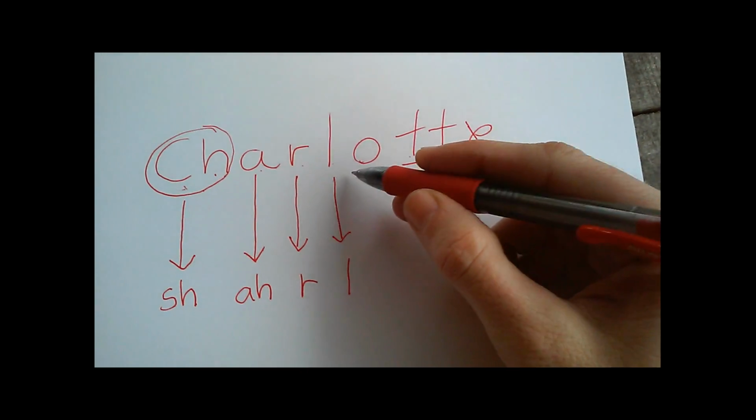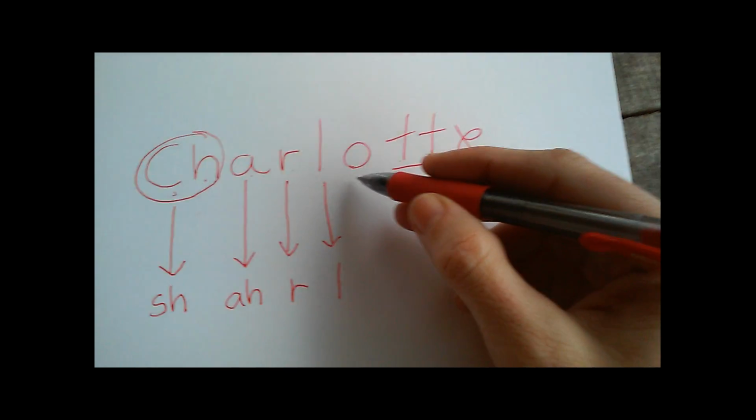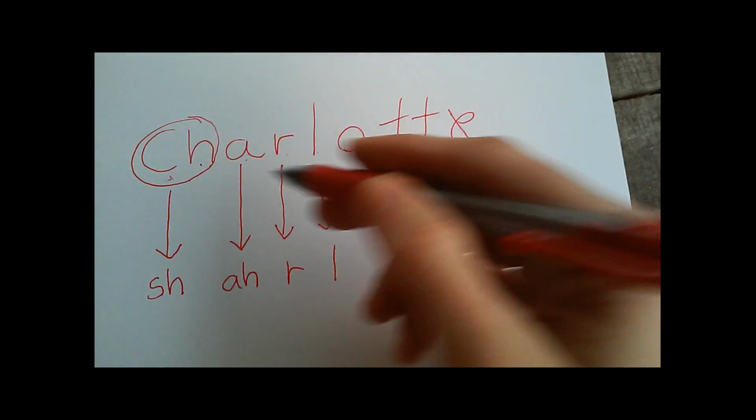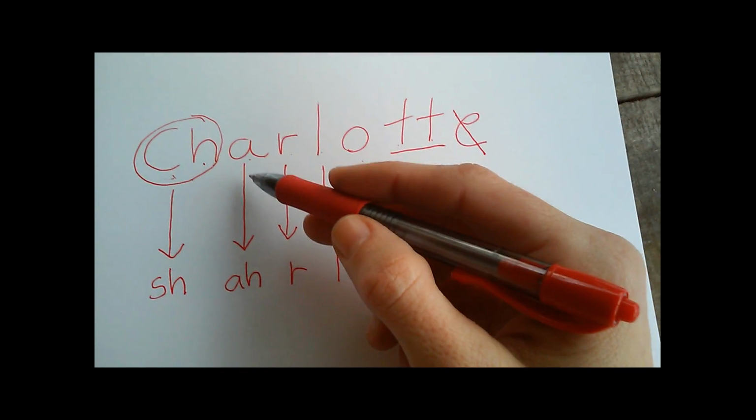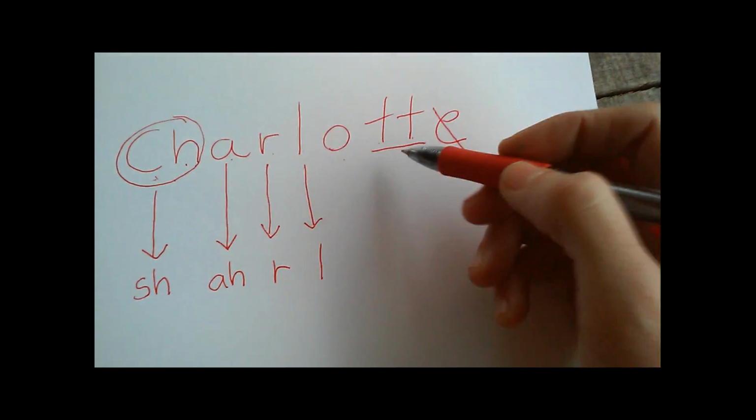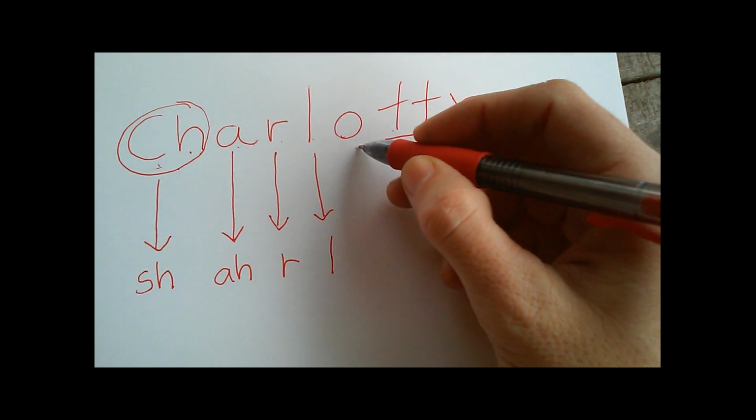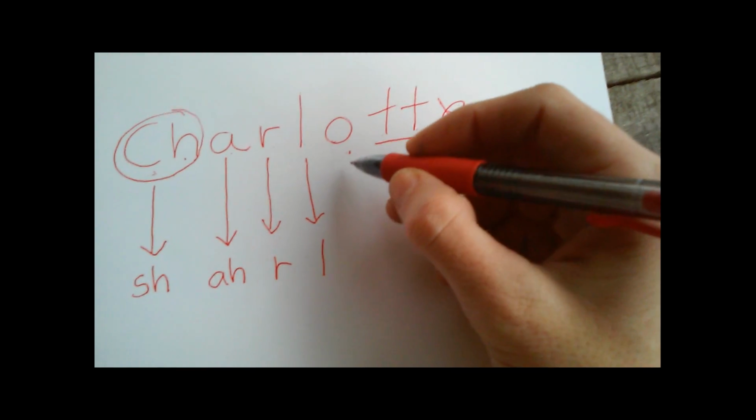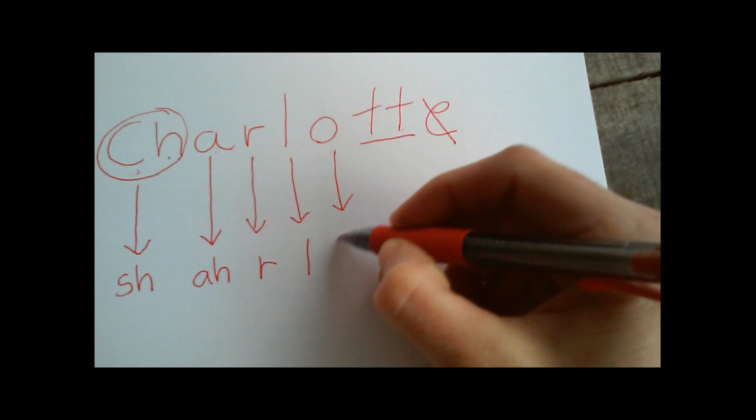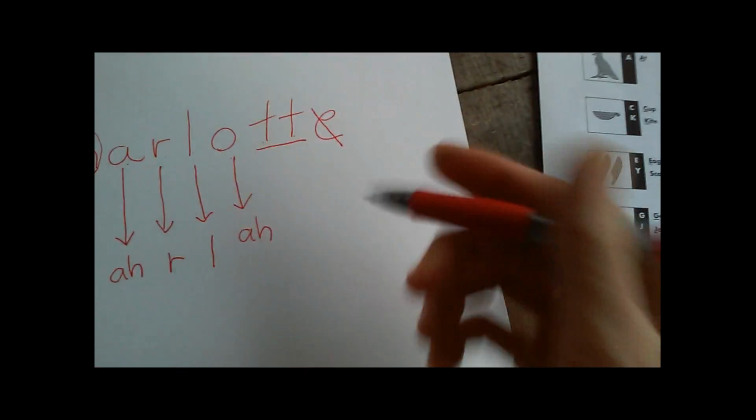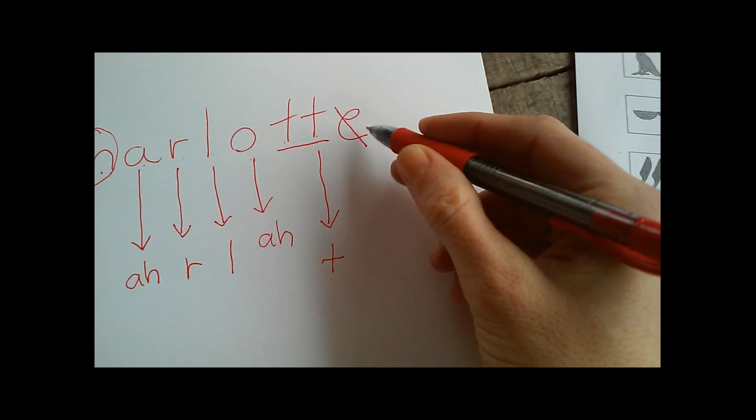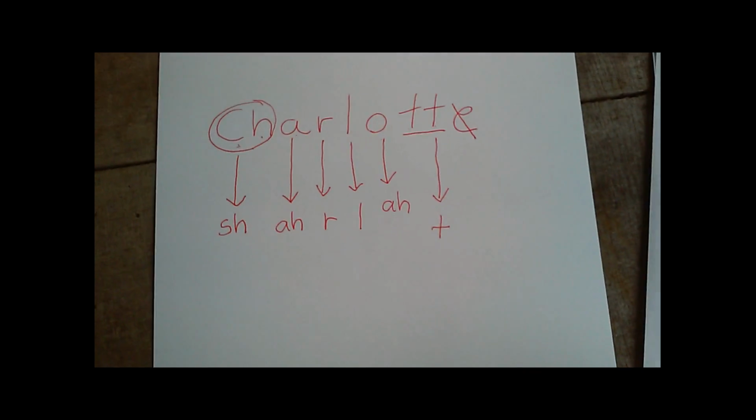Char, lot. Now, this is also an AH sound. Char, sh, ar, lot, Charlotte. So we're going to say, because it's not an O, Charlotte. So we're going to say this is also the AH sound. And this stands for the T. So we'll put that. And this one is nothing because it was our silent one.